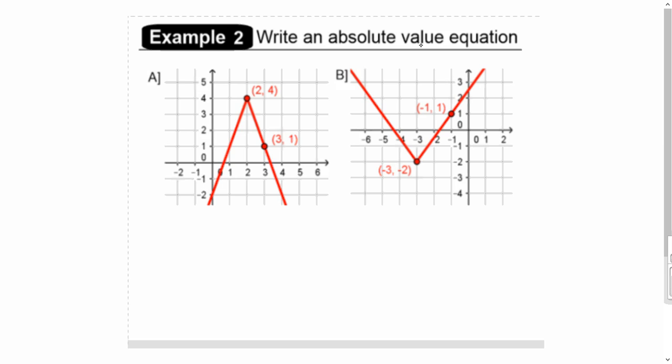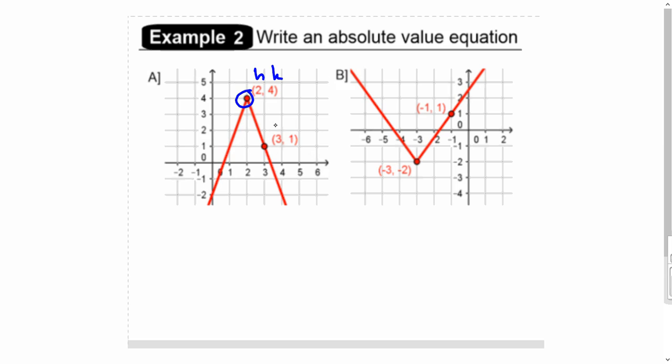So next, what if we have been given a graph and we have to go and write the absolute value equation? So that's what example 2 is all about. Let's take a look at these two and we'll do them one at a time. If we look at example A, we need to identify all the important things about it. I can tell that this point right here is my vertex, and it's labeled as 2, 4. So this has to be my value of h, and this has to be my value of k. There's another point that's been given to me as well, and that's 3, 1.